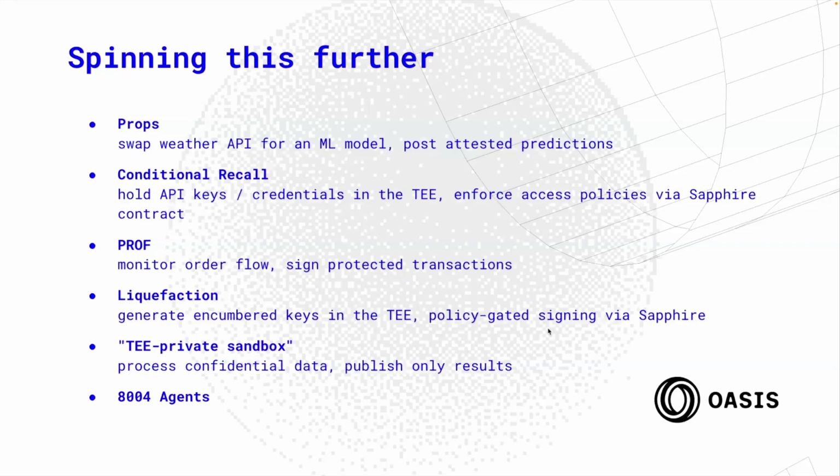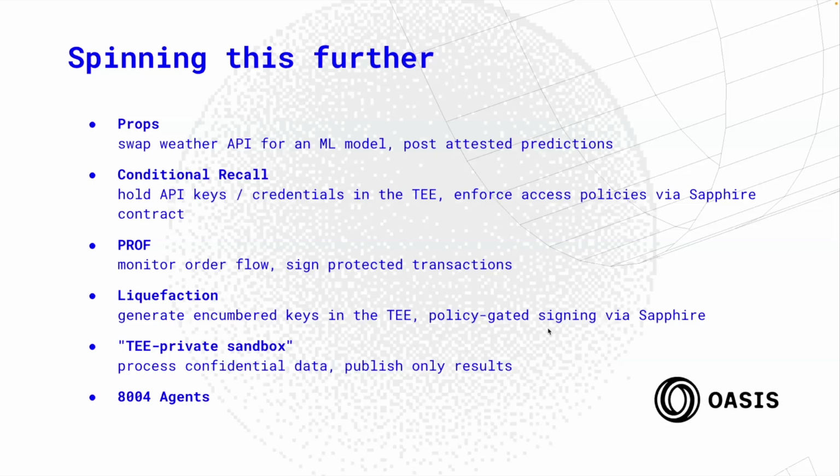What you can do now with that bundle, more or less. I also have here maybe some references from the papers which were talked about yesterday. What you can do with this combination is, for example, swap the weather API for ML models and post tested predictions. You can hold keys and credentials in the TEE and have policies on the Sapphire contract for recalls or something like this. You can monitor order flow and sign protected transactions.